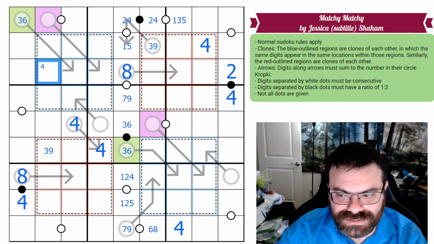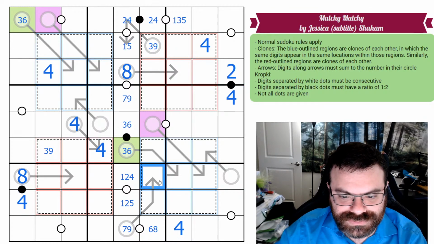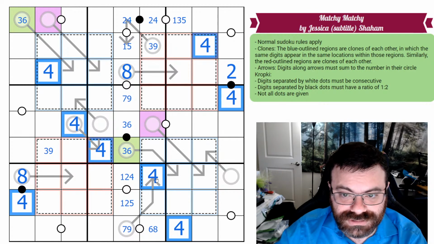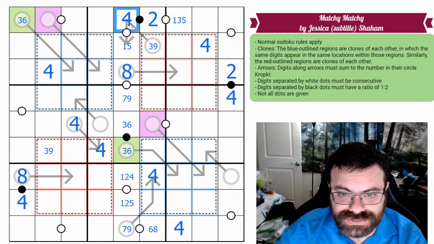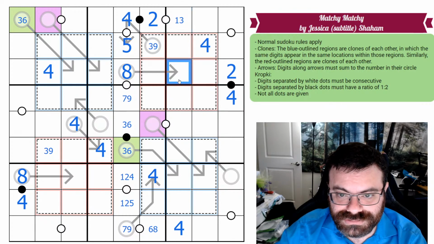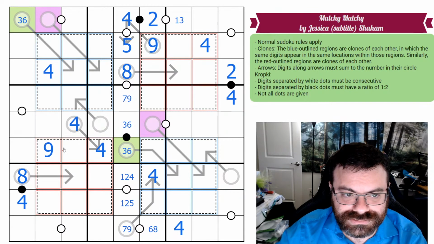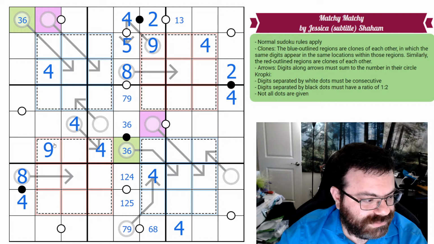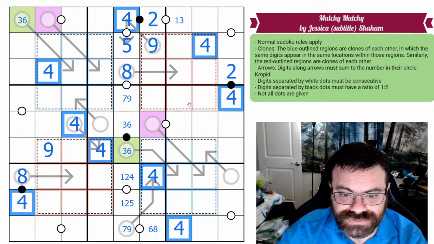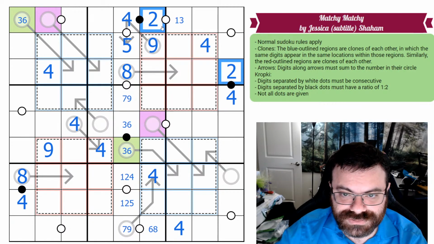So that 4 sees up, that's a 4, that is cloned here. And so now that's 2 and 4, that's a 5, that's a 1 or a 3. 4, 5 adds to 9. That 9 is cloned here. 2, 3, 4, 5, 6, 7. So we have all the 4s.